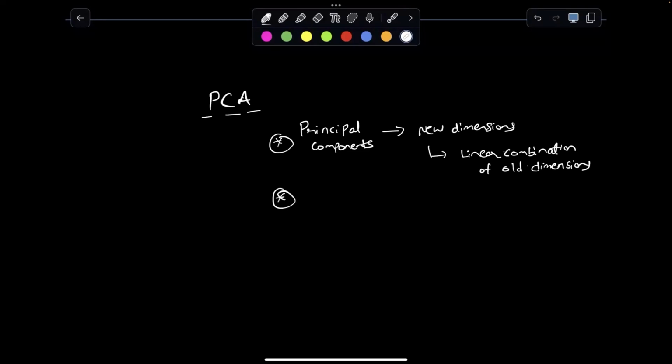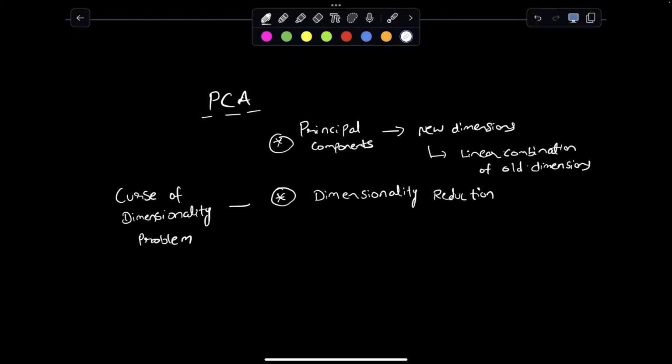The next important point is that it is used for dimensionality reduction, because there is a problem called the curse of dimensionality. That is why this dimensionality reduction model, PCA, is used. Another important point is that it uses basic linear algebra. The most important concept used is the eigenvector.